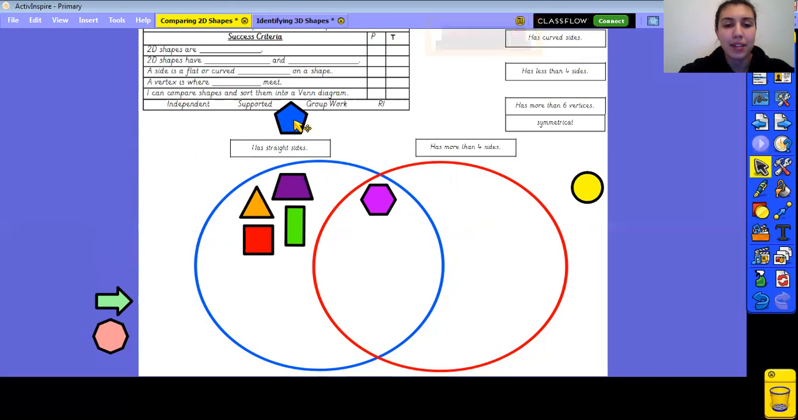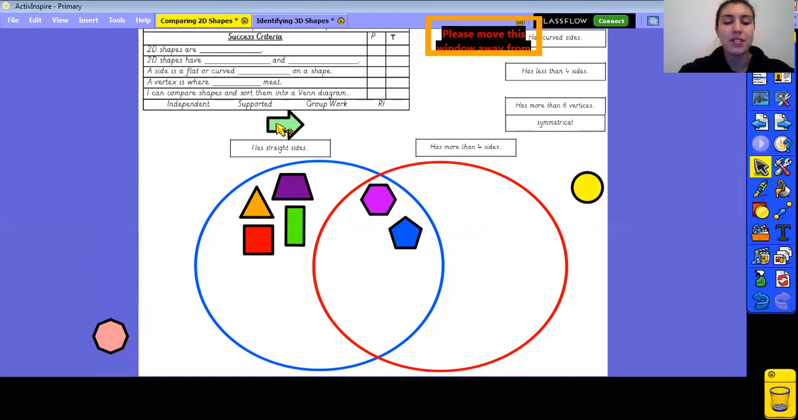This is our pentagon. Does our pentagon have straight sides? Yes, it does. Does it have more than 4 sides? Yes, it does. So I'm going to put it in the middle because it belongs in both categories.